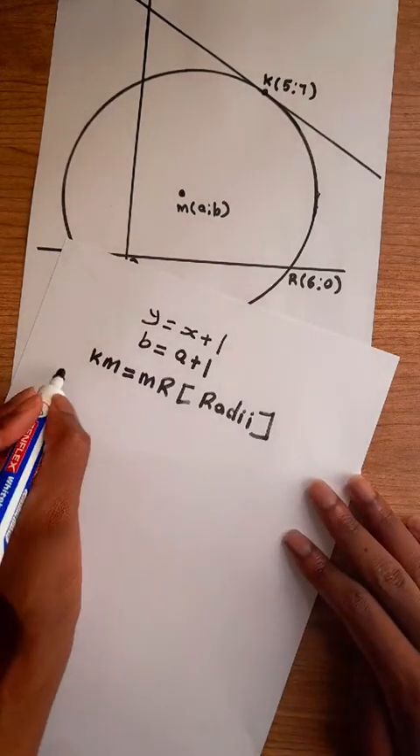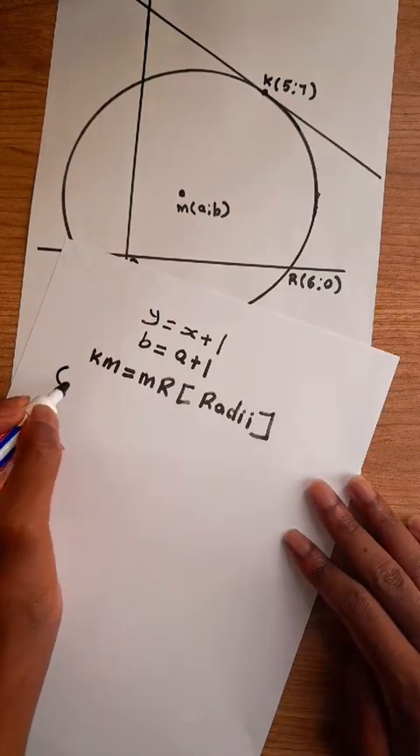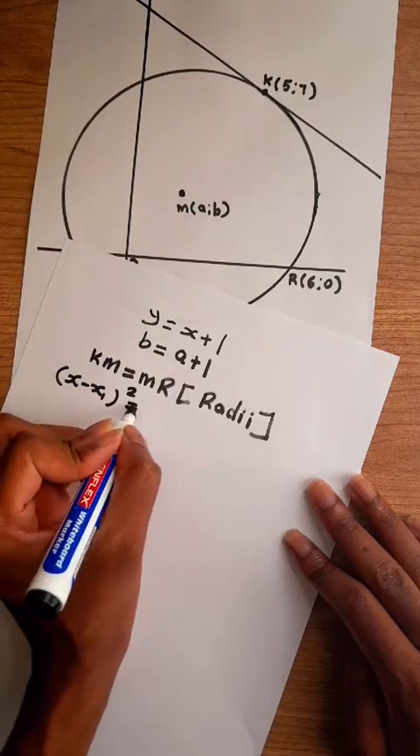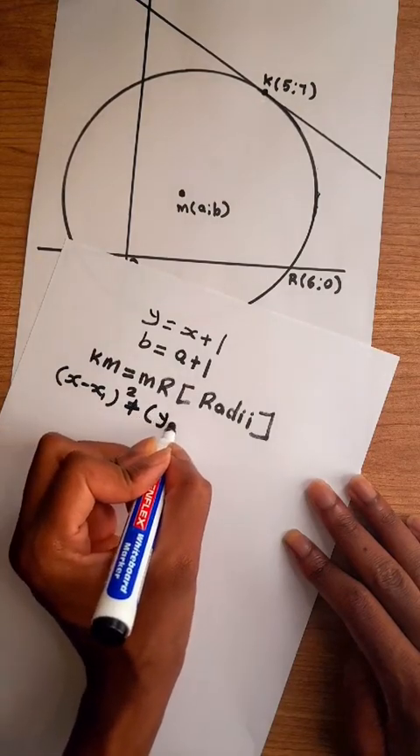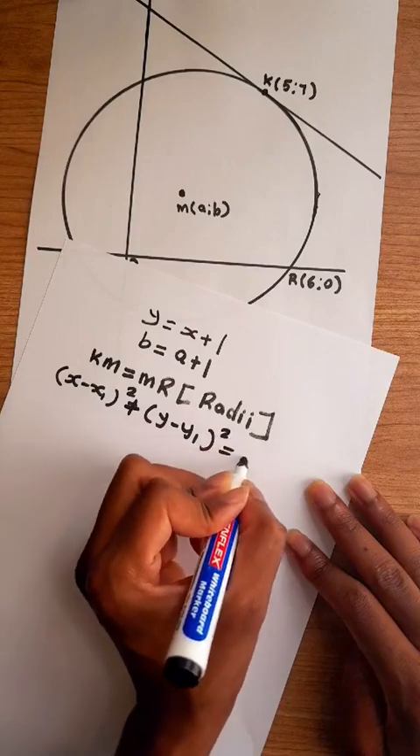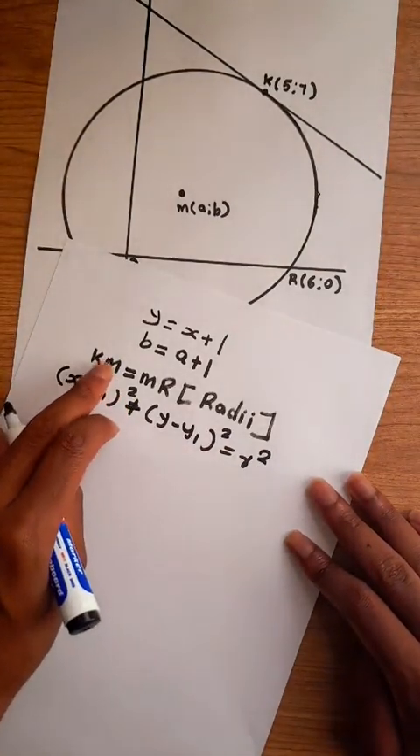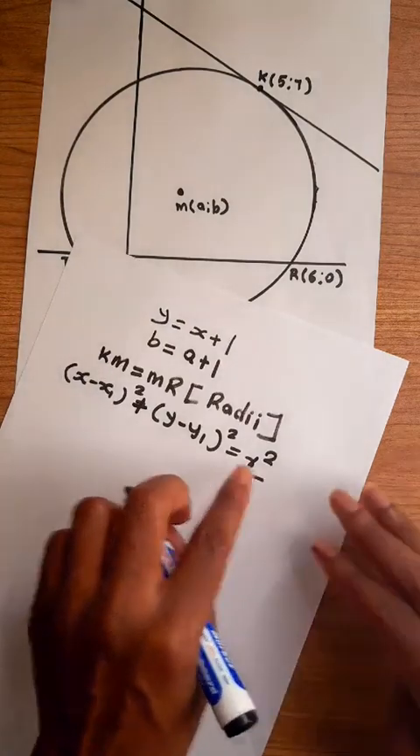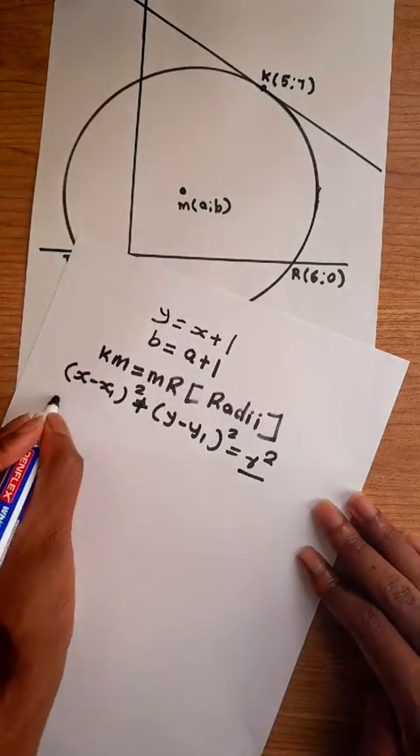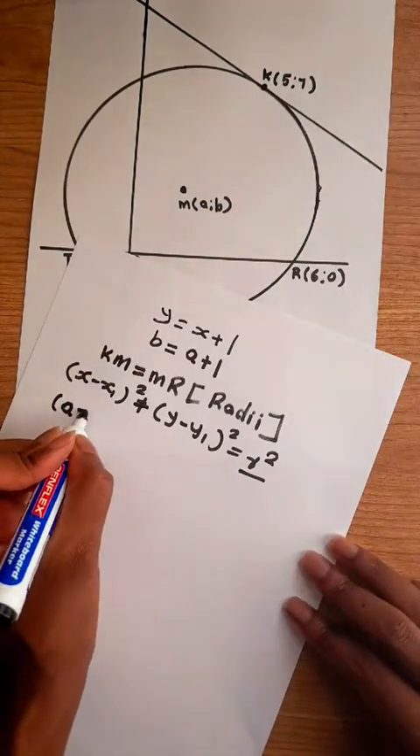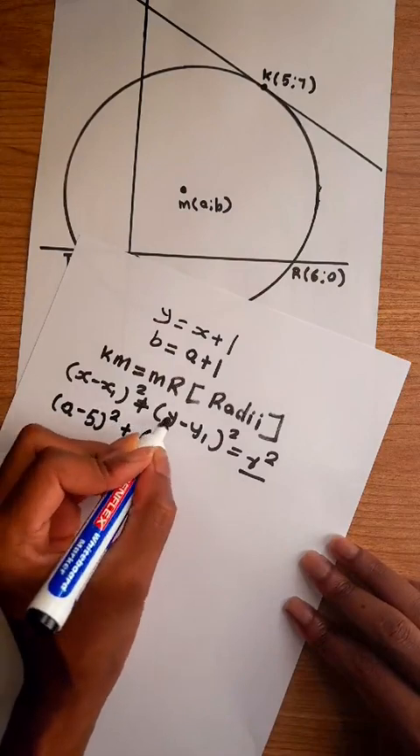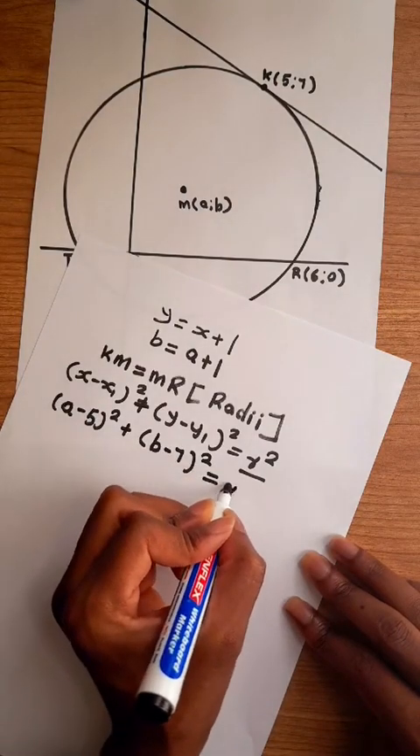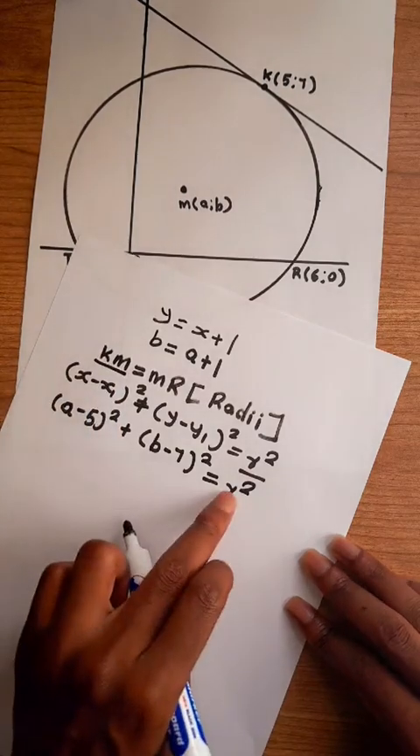Now let's look at this. We know that the equation of the circle is going to be (x minus x1) squared plus (y minus y1) squared equals r squared. Now let's look at KM. It means r squared is going to be KM squared. So let's choose x to be a, and x1 to be minus 5, and we square this, plus let's choose y to be b, and minus 7, squared. This equals r squared. Remember, I chose KM, so this is the same as KM squared, right?